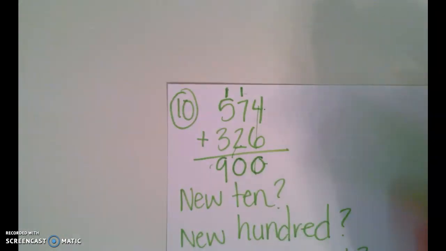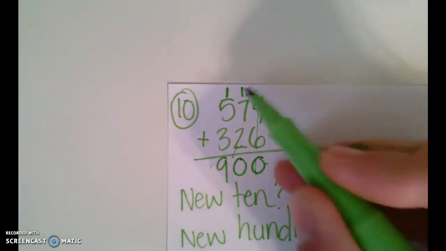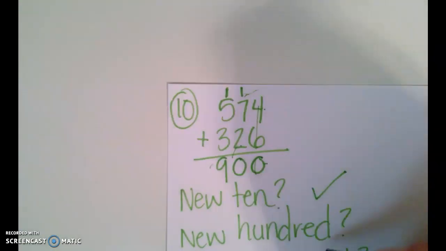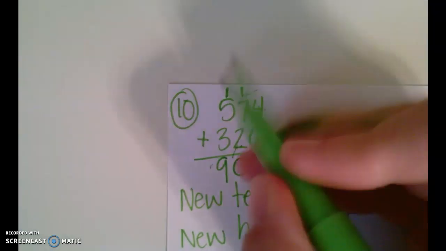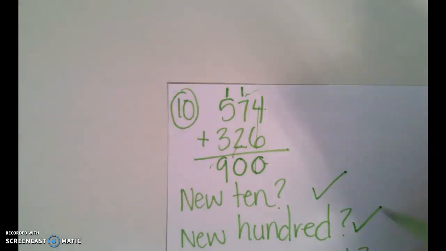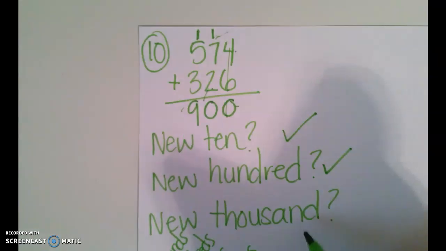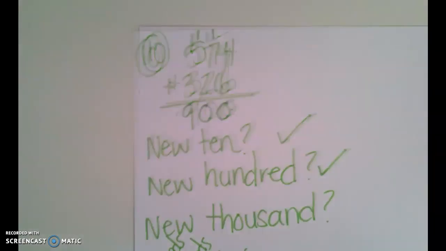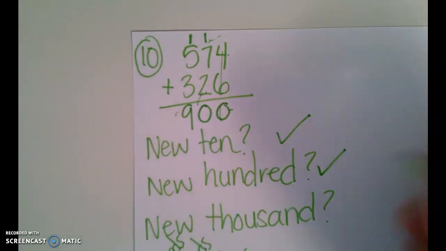Okay, so when it asks you, did you make a new 10? Do you see a new 10 up here in the tens place value? Yes. Did you make a new 100? Do you see a new 100 up here in the hundreds place value? Yes. Did you make a new 1,000? Do you see a new 1,000 up here in the thousands place value? No, you do not.